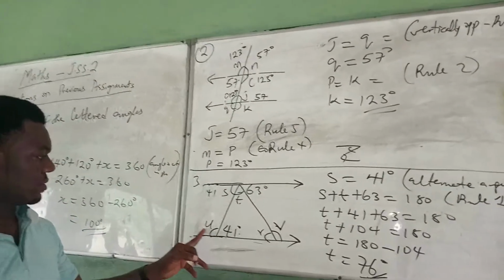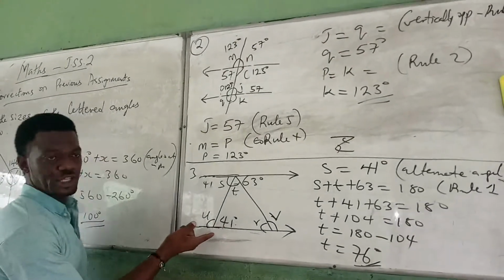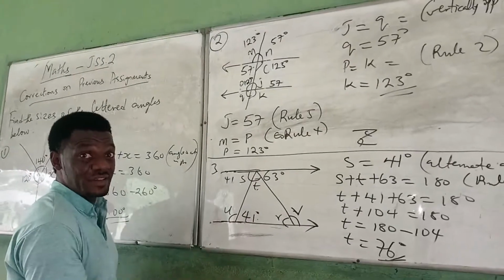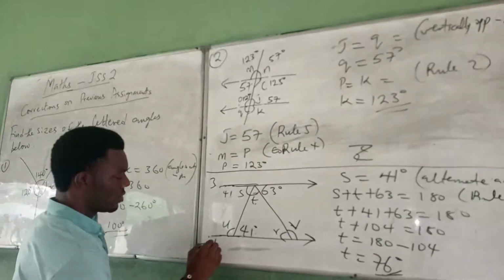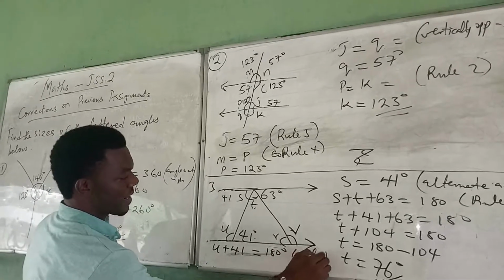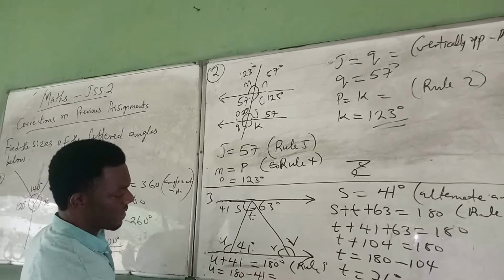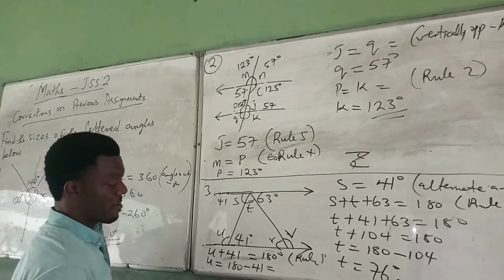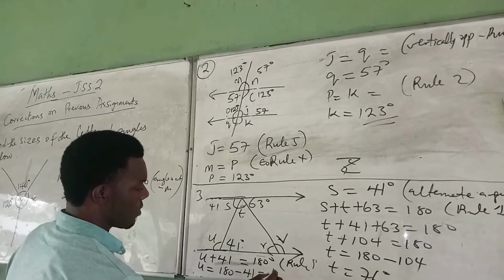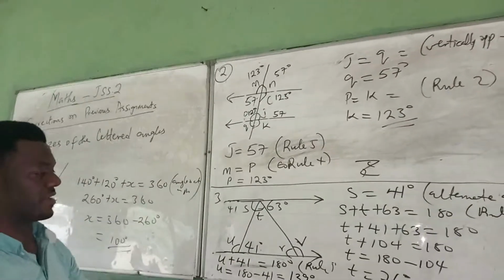So remaining now U, which is also very simple. Finding U by applying the rule, you already know that U plus 41 is equal to 180 degrees. Reason, angles on a straight line. Rule 1. So U will be equal to 180 degrees minus 41 degrees, and that will give you 139 degrees. So U equals 139 degrees.